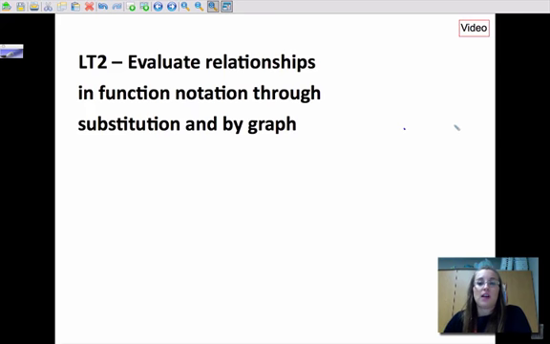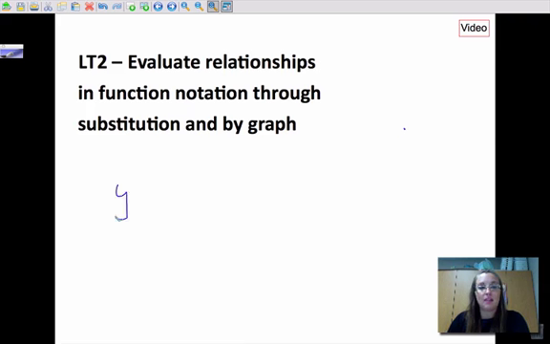In the last video, Miss Olson talked about what makes something a function, and you did a little investigation on that in class, and hopefully by now you have a good idea of what makes something a function and what doesn't. What we're going to talk about now is a different way to write equations.